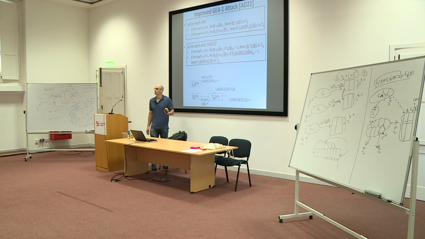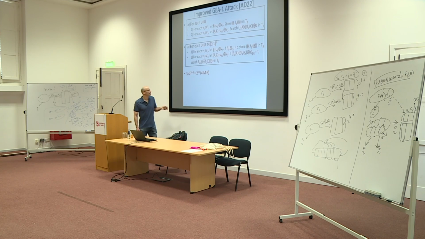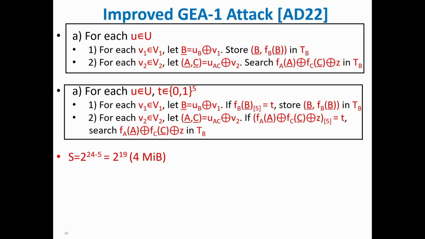Any questions about this? We really didn't do anything too interesting here. Okay, so the space complexity is going to be reduced. I think it's clear, because here we're adding, on average, a fraction of 2 to the minus 5 of the vectors. Because we're checking this output bit condition, the space complexity is going to be 2 to the 24 as before, minus 5, so it's 2 to the 19. It's going to be reduced.